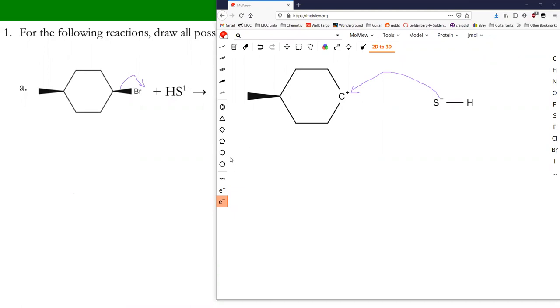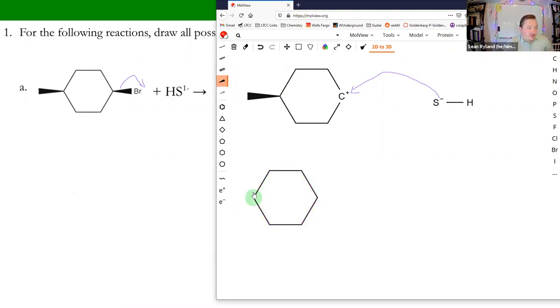What are our products? What do we get? We get R and S. Get the R and the S, exactly. Actually, so not R and S in this case, because we have two identical substituents attached, but we do have a stereoisomer, because we're going to get a combination of... So the sulfur is going to be attached. The sulfur can be on the same side of the ring structure. They could both be above the ring structure. They could both be below the ring structure.